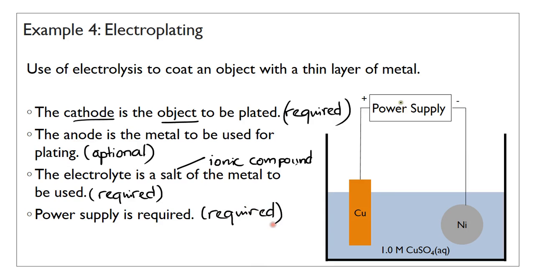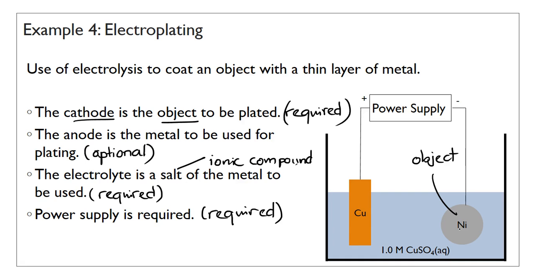So I have a diagram here. Let's say we're trying to plate copper onto this coil, if you will. So this is the object, and the metal to be plated is copper. So I'm using copper as the anode, and I'm also using a solution of copper with a power supply. You don't need any separation of the cells so that the products are separated from each other. I will show you why in a second.